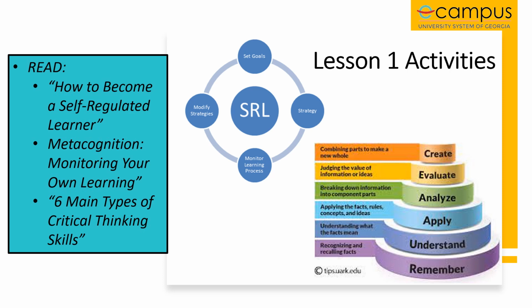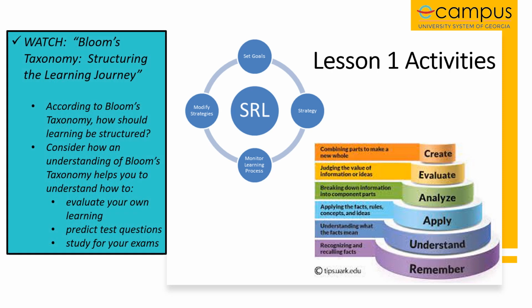In addition, you'll read several articles, one on how to become a self-regulated learner. That's the model that you see here in blue. Metacognition, how to monitor your own learning. And then the 6 main types of critical thinking skills.